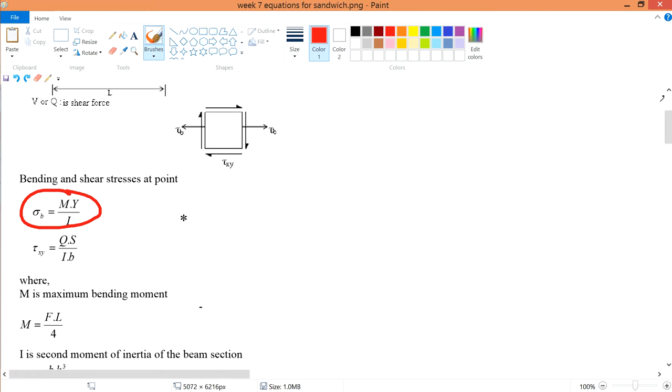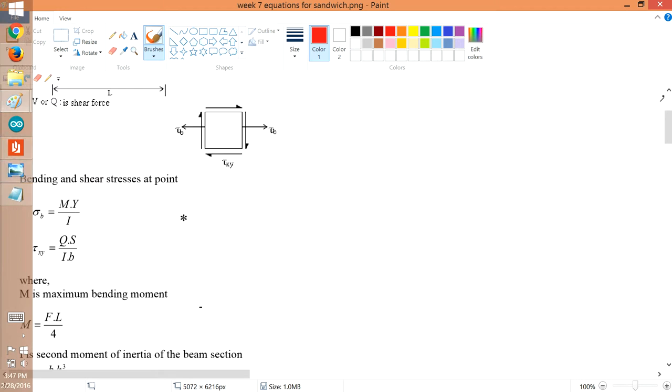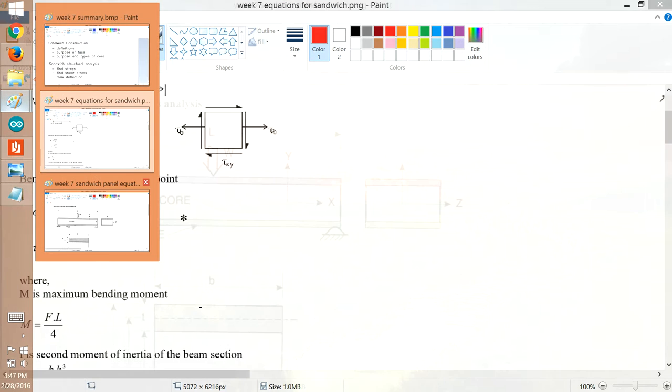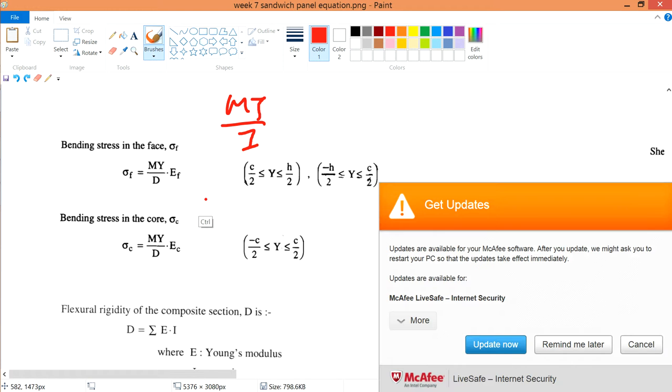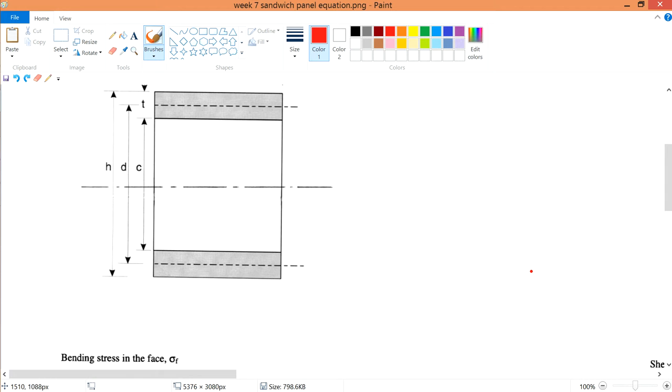This bending stress is My over I. For our sandwich panel equation now, the stress of the face is this one. The stress of the core is this one. It's different from My over I. It's something else. So in this case it'll be quite tedious, so we'll slowly go through it.